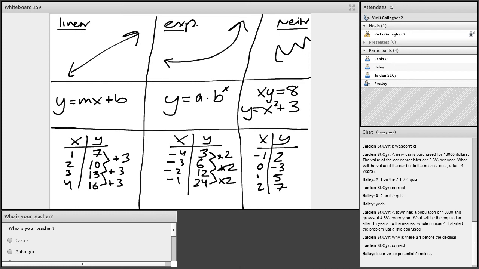I think those are the only ones we can ask. Let me just make sure I don't have anything else on one of these worksheets. Yeah, I think those are the 3 different types that we can show you.